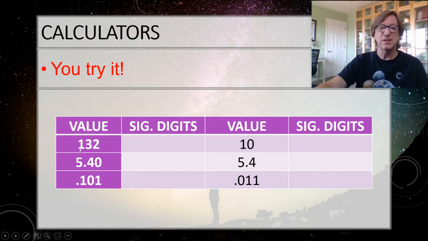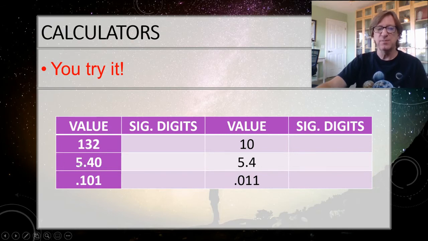So let's look at each one of these. For 132, this one's pretty straightforward. How many significant digits do you think? Yeah, there are 3 significant digits here, right? 1, 2, 3. There aren't any zeros. All the non-zero digits are significant. There are 3 significant digits. We're good.